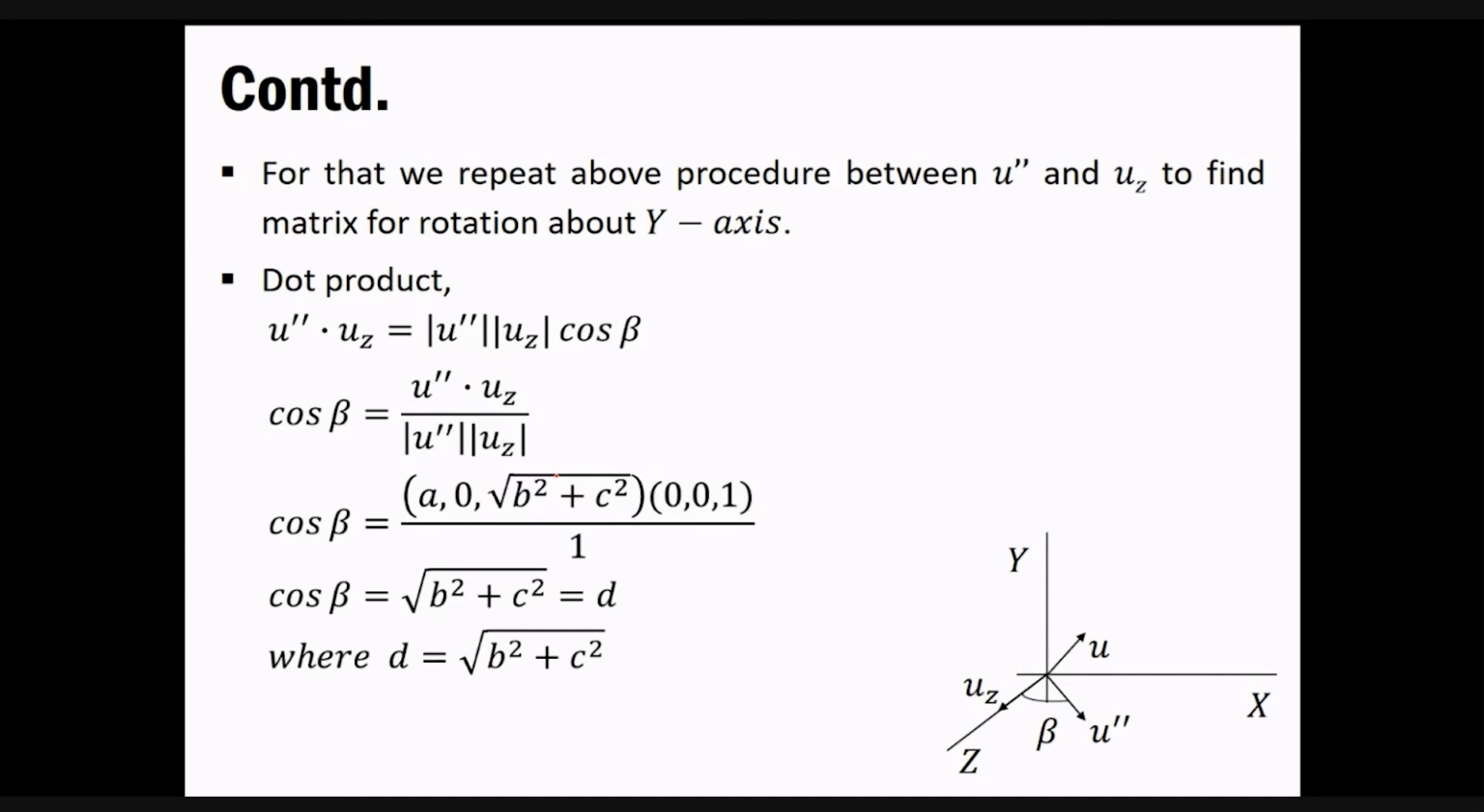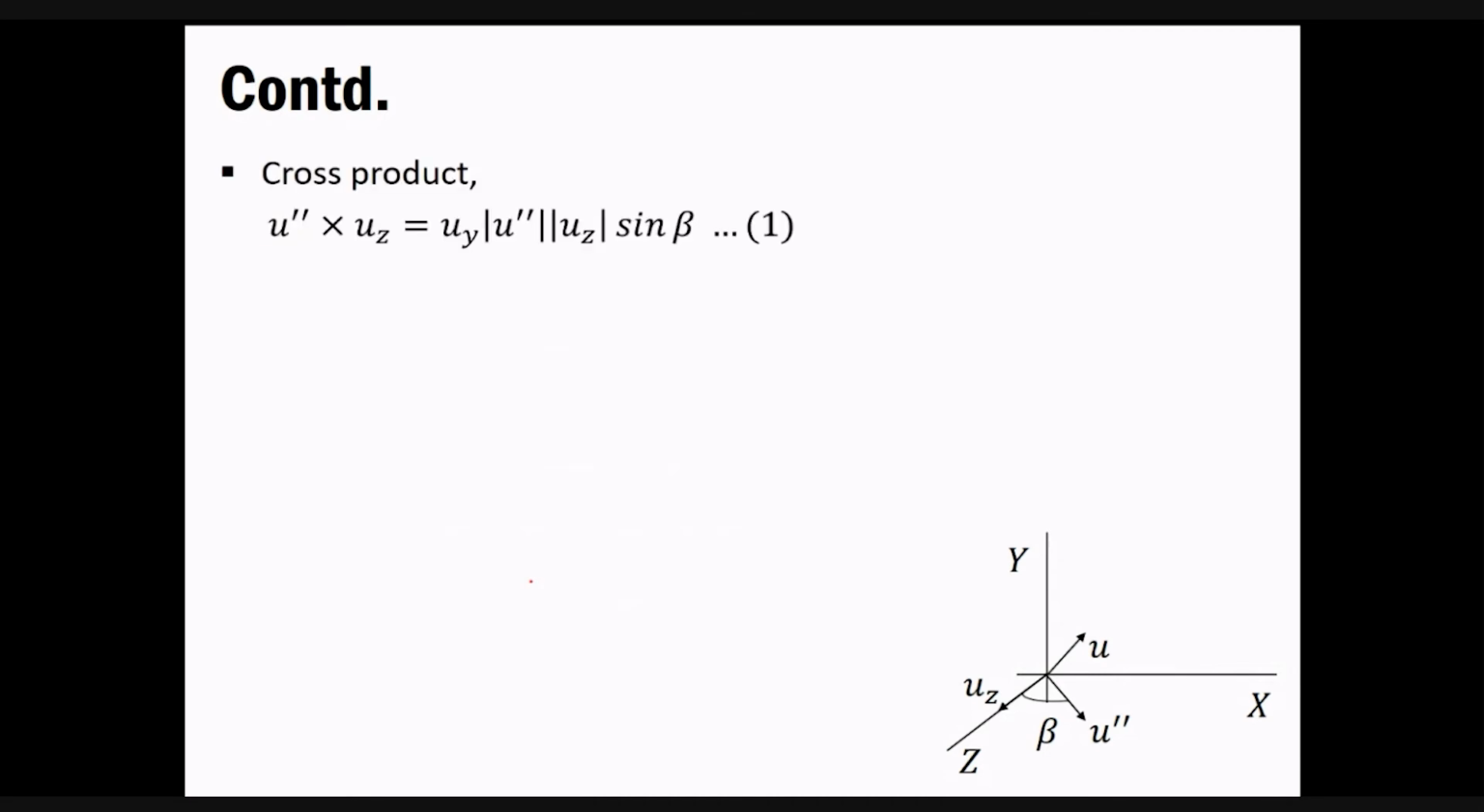Now we get something that is nothing but the d value, because we have multiplied both of these and what remains is under root of b square plus c square, which can be substituted with d. Keep one thing in mind: the cos beta value at this point is d, so that at a later stage we can simply put it in our matrix form.